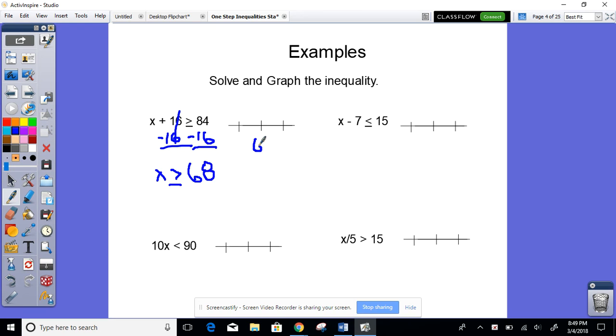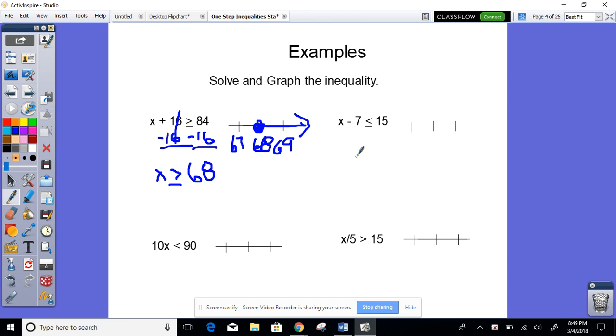Okay, this is going to be 68, 69, 67. It's greater than or equal to, closed circle, and to the right.